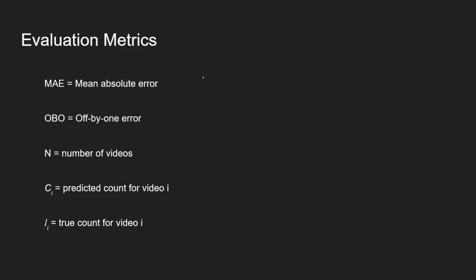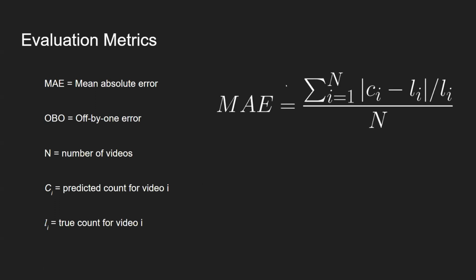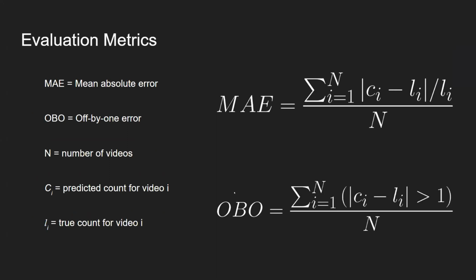So for evaluation metrics, we use two main evaluation metrics, the mean absolute error, MAE, and the off-by-one error, OBO. Here N is the number of videos, C_i is the predicted count for video i, and L_i is the true count for video i. Then the MAE is given by this equation. It's just the normalized absolute difference between the true count and the predicted count. Whereas the OBO is a misclassification rate, which says that any sample where the count was off by more than 1 was misclassified.